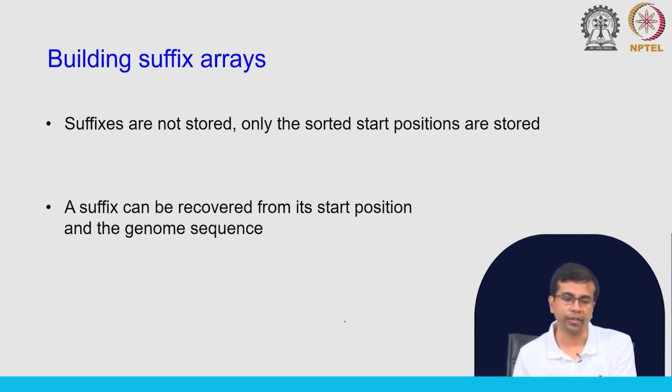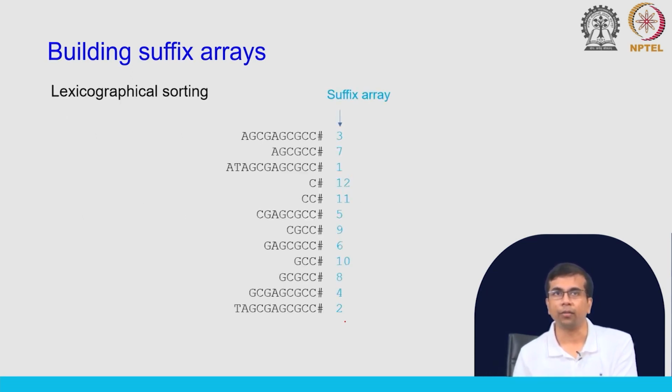What we store is not the suffixes, we only store the sorted start positions. Why is that the case? Because we can actually recover the suffix from its start position and the full reference genome sequence. So, if we know the start position, we can say, okay, this is the suffix that we are working with. That is actually a more efficient way of storing. We only store the positions, and with the reference genome sequence we have, we can generate the suffixes whenever required.